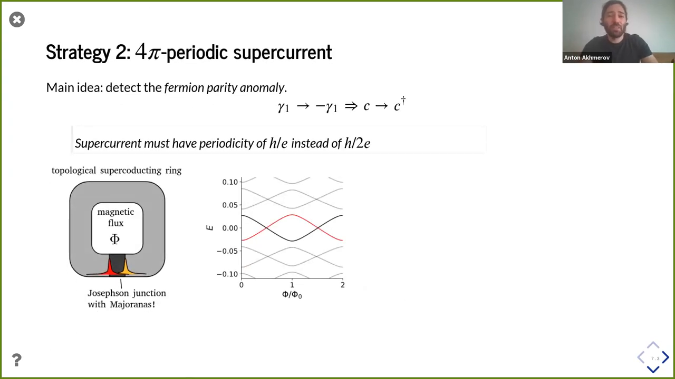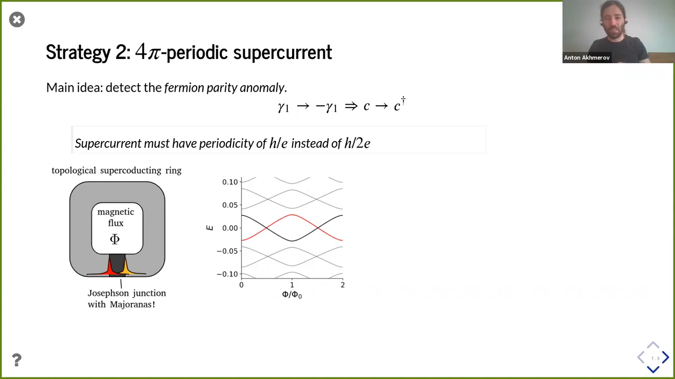So an alternative is to measure the supercurrent. And this is a caricature image. So if I bring two Majoranas close together, let's think about how they should work. If I modify a phase of one of the Majoranas so that it acquires an overall minus sign, this turns out to exchange a fermionic annihilation operator into a fermionic creation operator, or in other words, it creates a fermion out of nowhere. So if a fermionic state formed by these two Majoranas was empty, it now becomes filled.